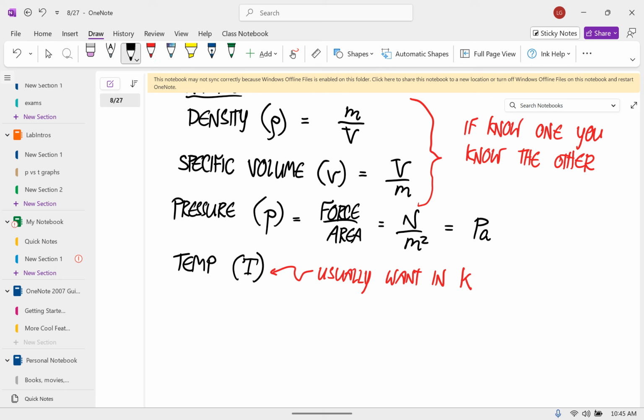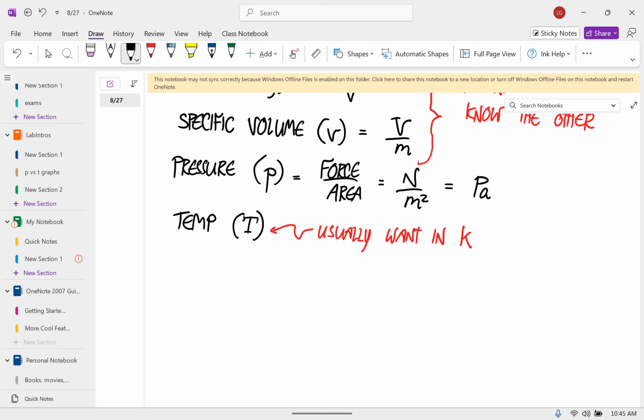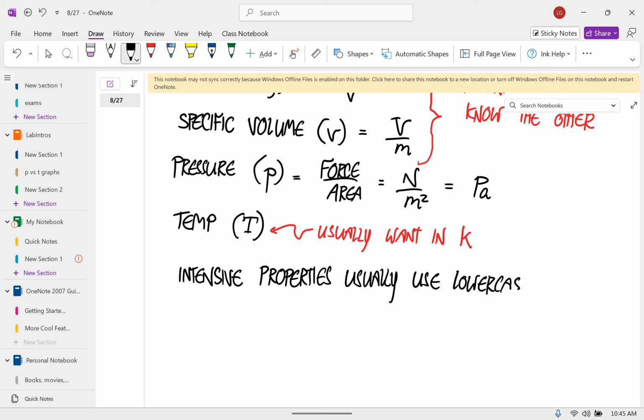I said that the extensive properties almost always use capital letters. The intensive properties usually use lowercase. Temperature is an exception.